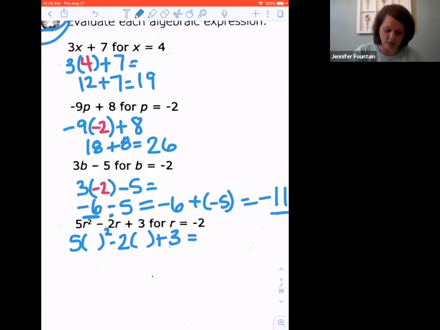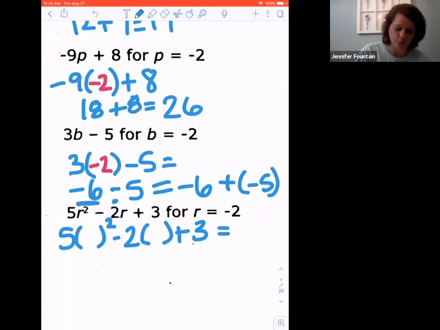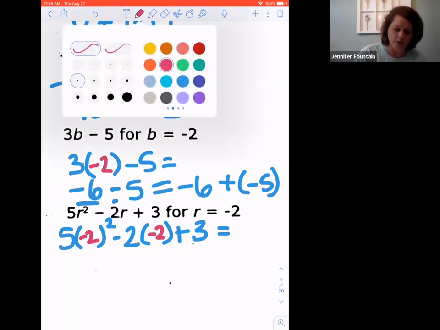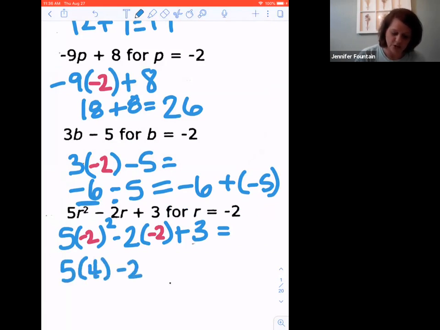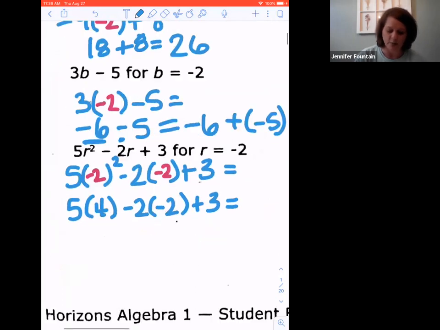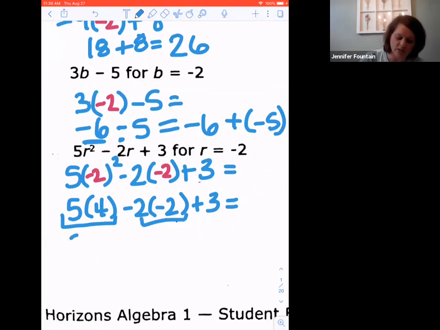All right, now the next one, I'm plugging in R. I have several places to plug it in, and it's a negative number. So -2 there, -2 there. Order of operations, I'm going to do my exponents first. So -2 squared would be -2 times -2. So that would be +4. -2 times -2 plus 3. All right, so I can multiply here and I can multiply here all in the same step. So 5 times 4 is 20.